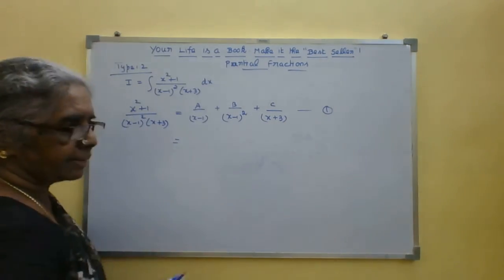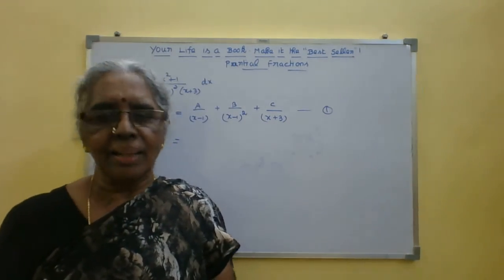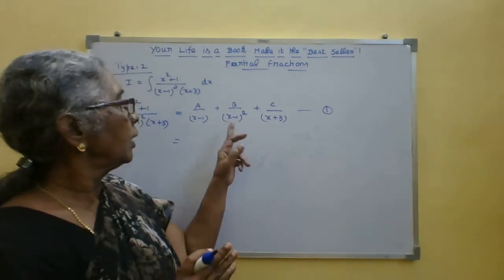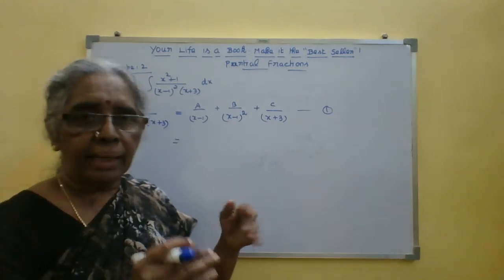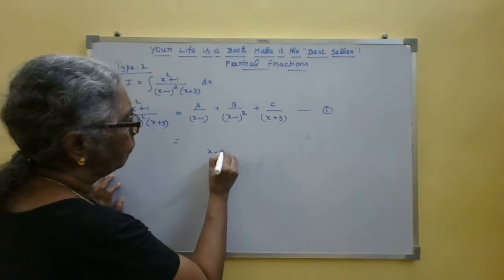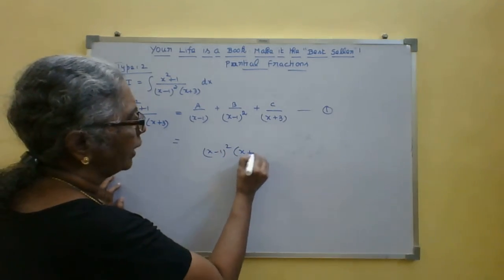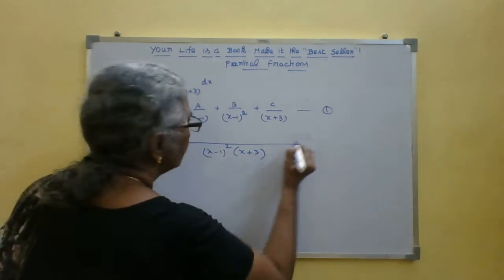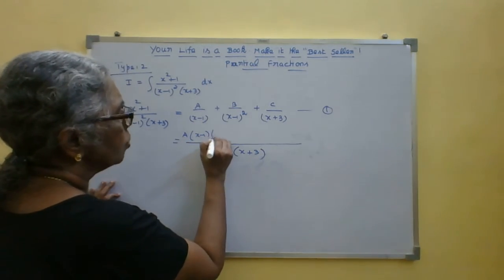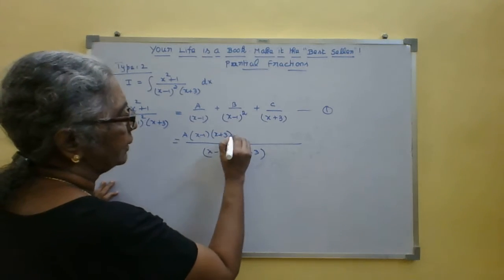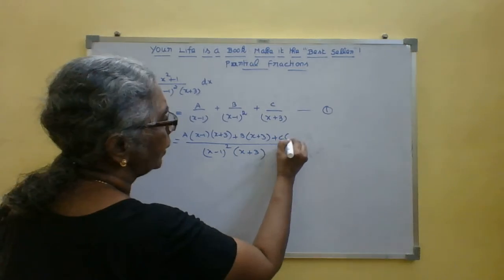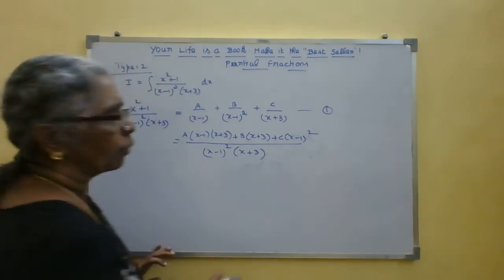Now let me take the LCM. When you take the LCM is not just multiplication. Some of you are under that impression. Here, this x minus 1, that itself is a factor of x minus 1 the whole square. So the LCM is only x minus 1 the whole square into x plus 3. So here, you will get a into x minus 1 into x plus 3 plus b into only x plus 3 will come, plus c into x minus 1 the whole square.